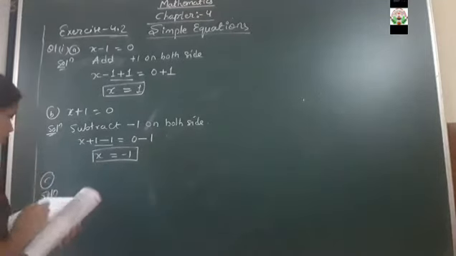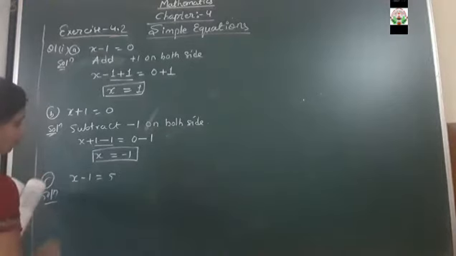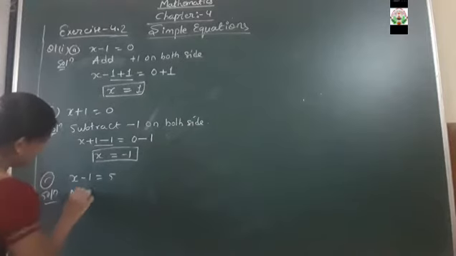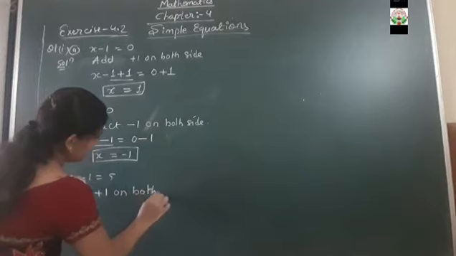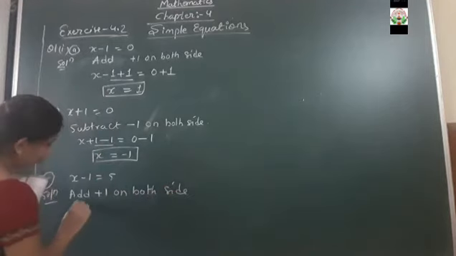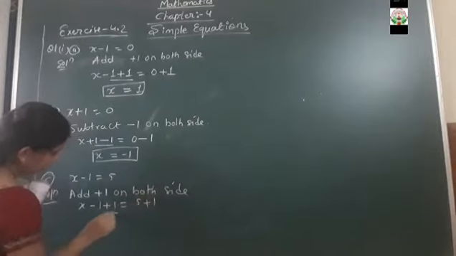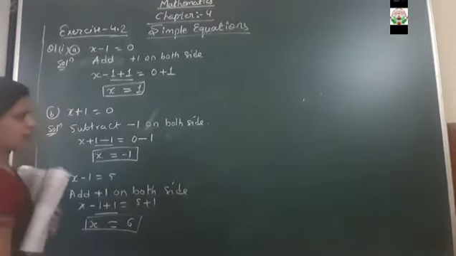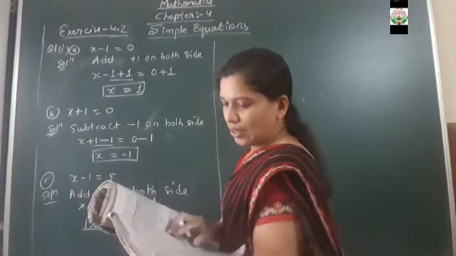In the C part, it is said that x minus 1 is equal to 5. So what step are you going to do? Here minus 1 is there, so add 1 on both sides. When you add 1 on both sides, how much will you get? Here it will become 0. So x is equal to 5 plus 1, that will be 6, which is the required answer. Clear everyone? Up to here everyone has understood?